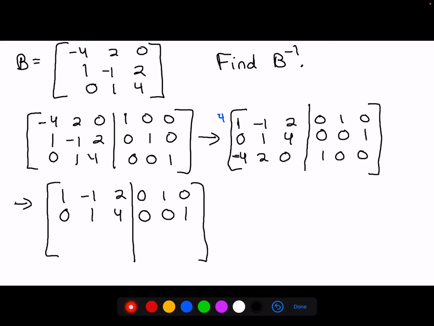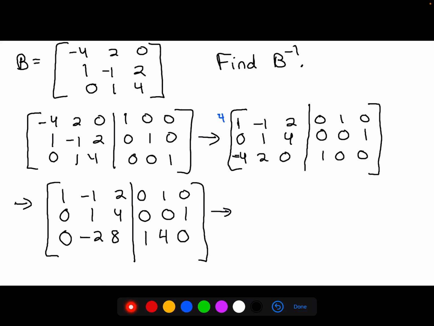All right, so 4 times row 1 plus row 3. I'll have 4 plus -4 is 0. -4 plus 2 is -2. 8 plus 0 is 8. 0 plus 1 is 1. 4 plus 0 is 4. 0 plus 0 is 0. All right, we're getting there.